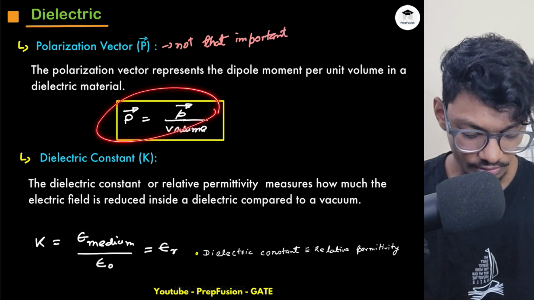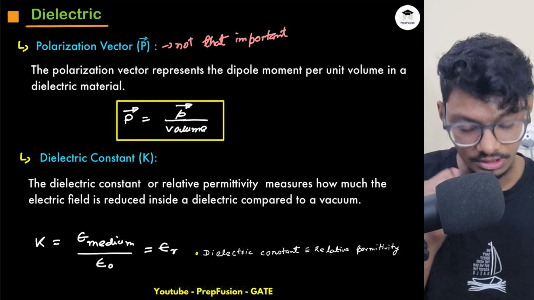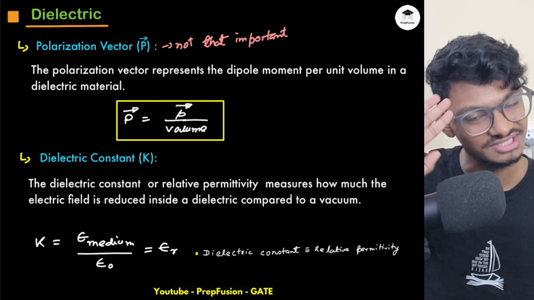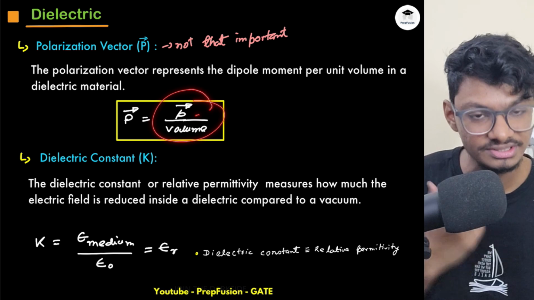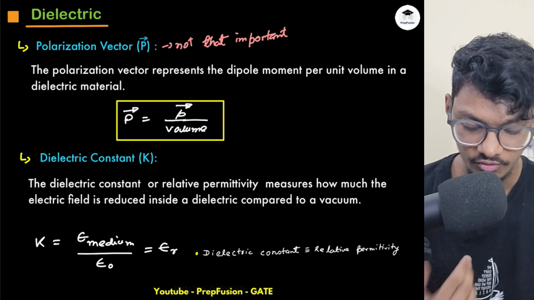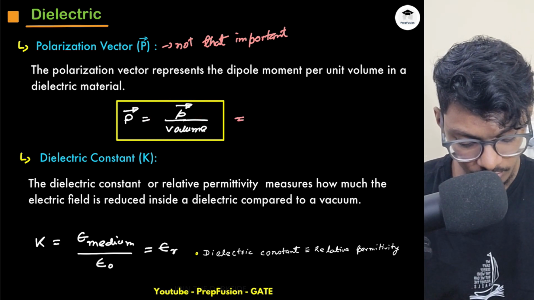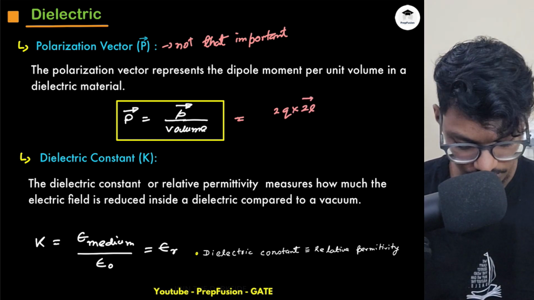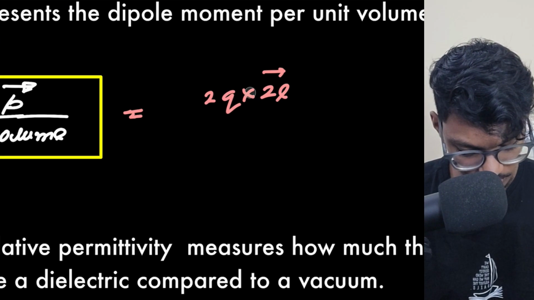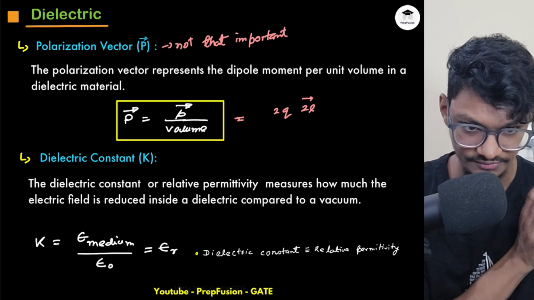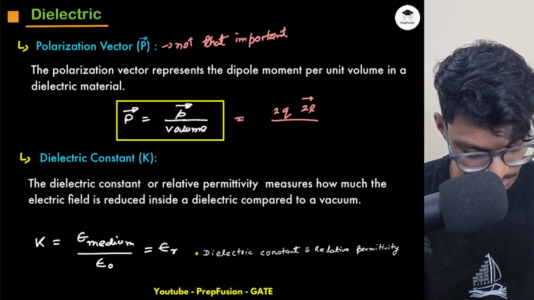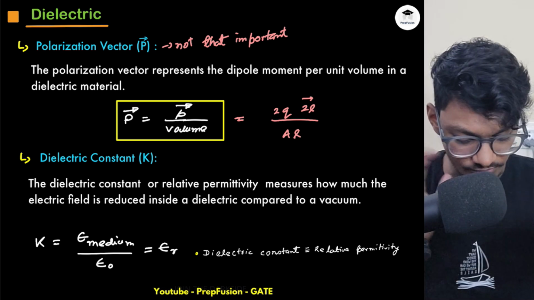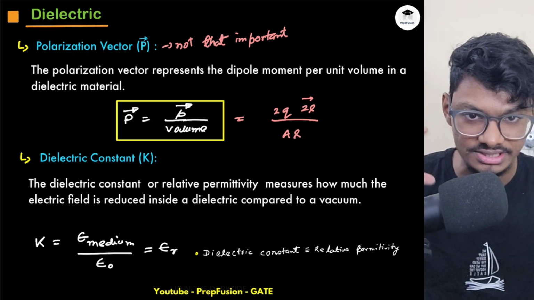Okay. So P vector, known as the polarization vector, represents the dipole moment per unit volume. Just a term, that's it. How do I represent dipole moment per unit volume? If you remember, your dipole moment was 2q into 2l vector, right? This was your dipole moment, with l from negative to positive, and divide by the volume. Volume is simply A times L, for any region you choose.